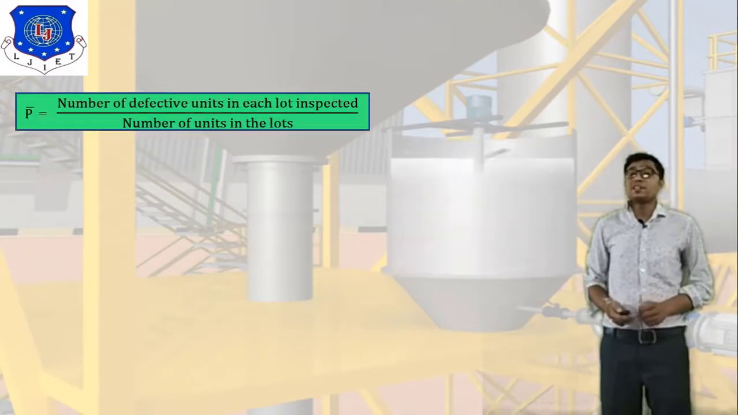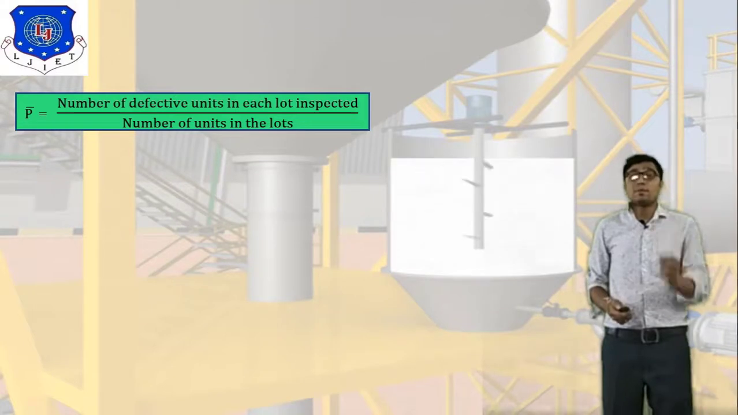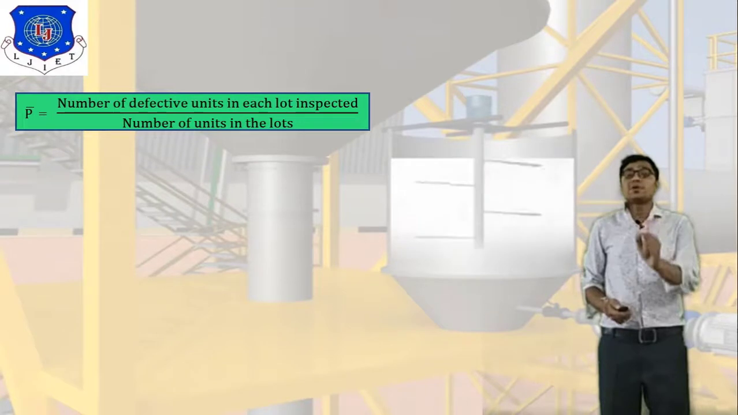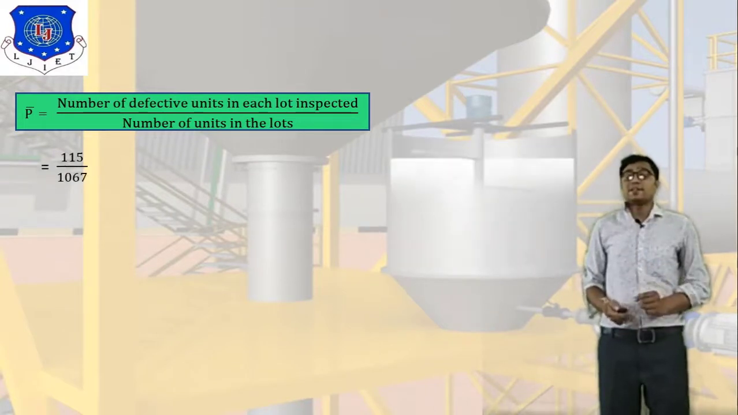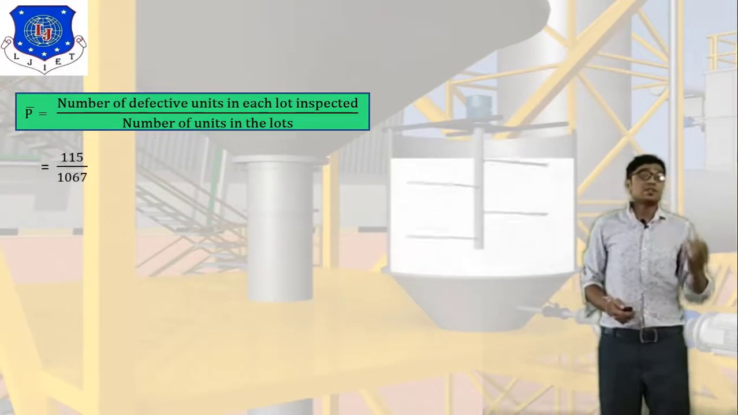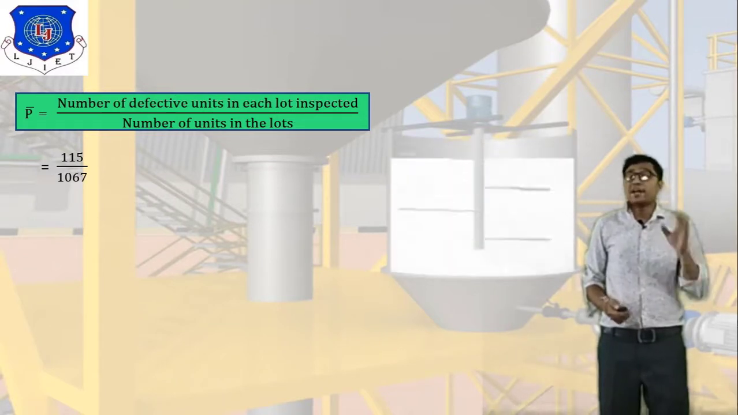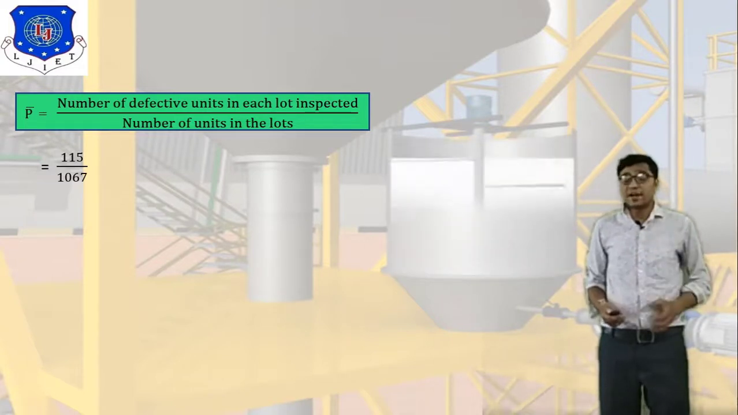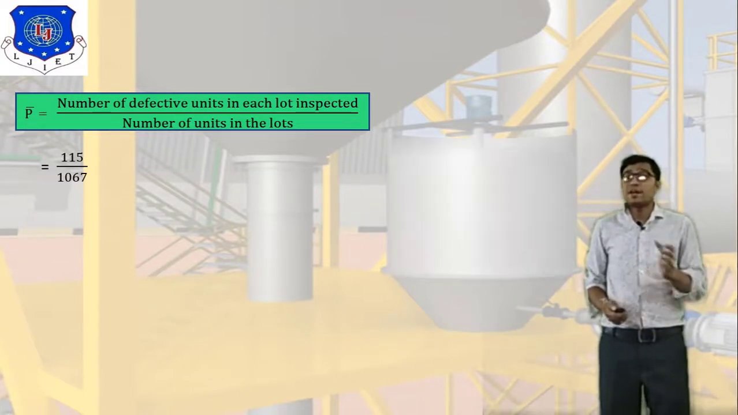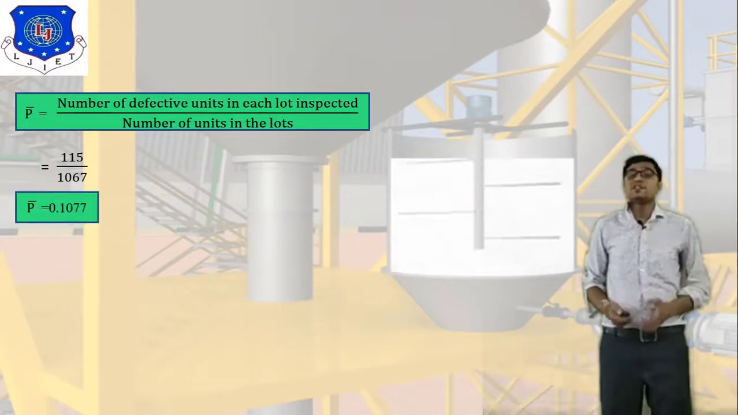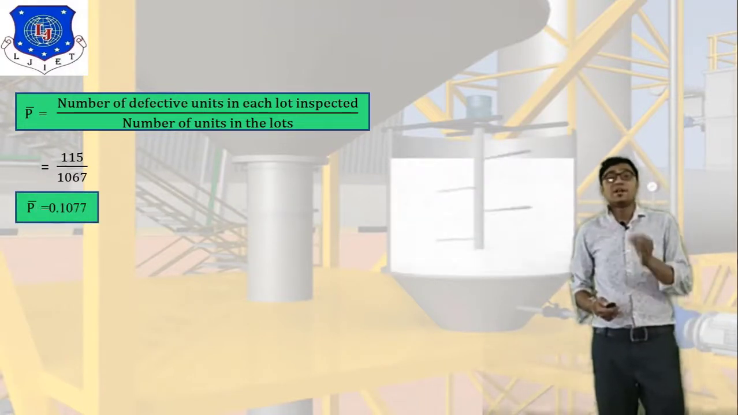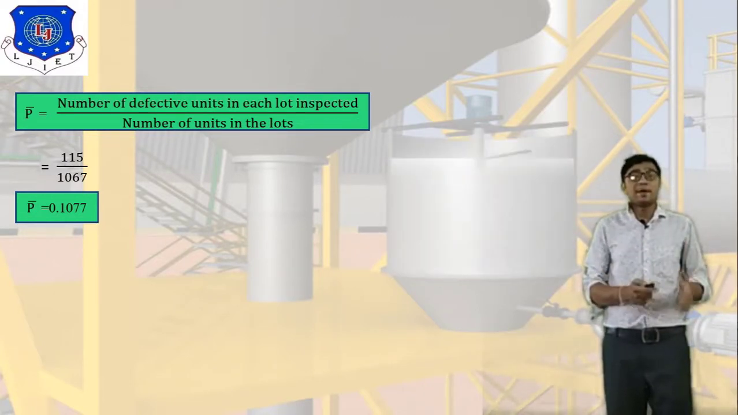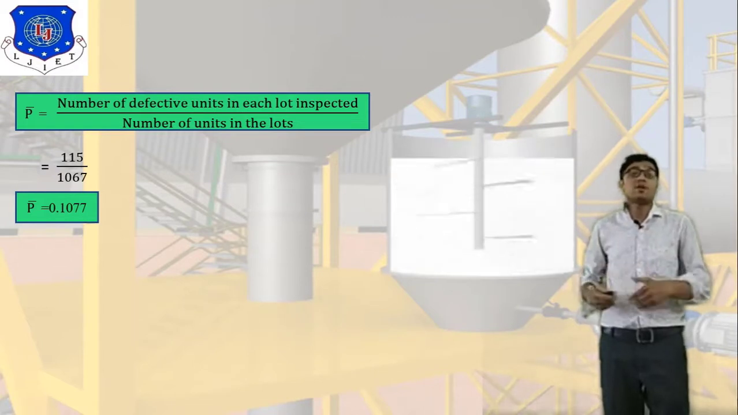Next and important one, that is P bar. P bar is equal to number of defective units in each lot inspected divided by number of units in the lot. There are 1067 units inspected, and out of 1067 there are 115 units having some defect. So P bar is equal to 115 divided by 1067. So we can calculate P bar is equal to 0.1077.